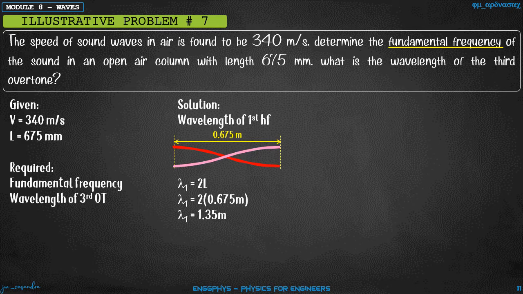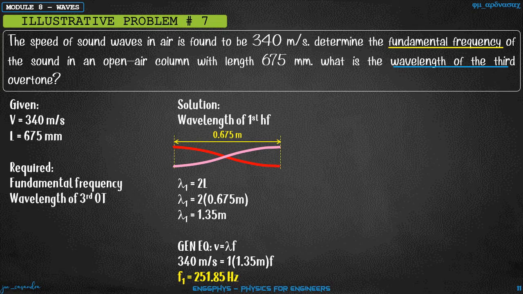Okay? So why do I need the wavelength? Because I will use this in our general equation, which is V equal to wavelength times the frequency. So substituting now the speed given and the computed wavelength, we can solve for the frequency, which is now equal to 251.85 Hertz. Okay? So that's for our fundamental frequency.